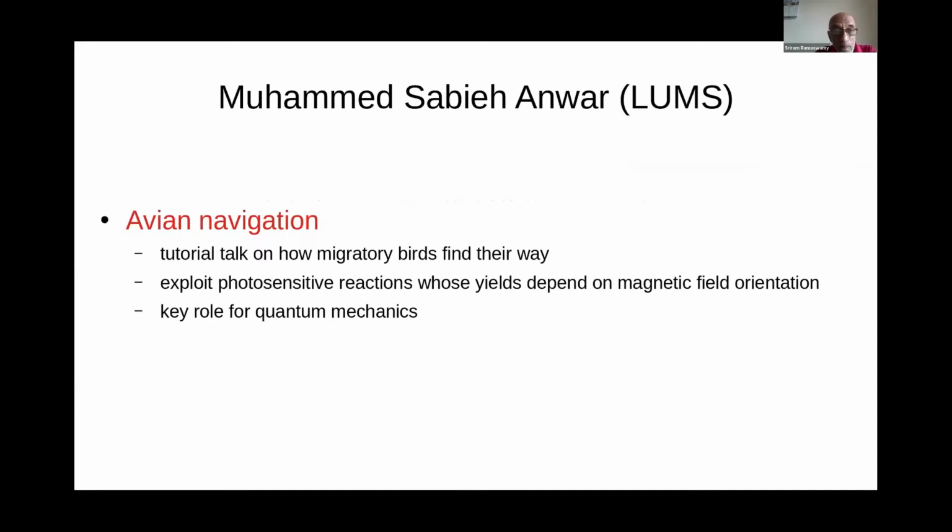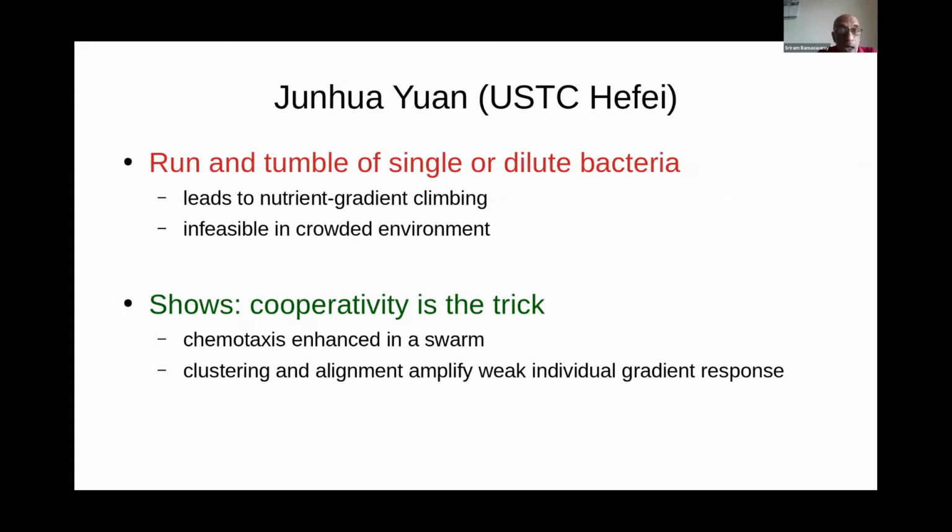Mohammad Sabi Anwar will present a tutorial talk on how migratory birds find their way to the right destination. They do this by exploiting photosensitive reactions whose yields depend on the local orientation of the magnetic field. So you can imagine how they might use this to navigate. And given that these are chemical reactions with a magnetic field dependent yield, you can imagine how quantum magnetism and quantum chemistry might be important. And he will tell us about that.